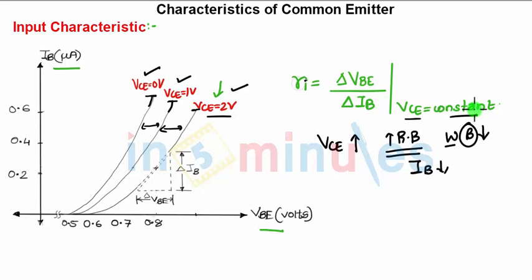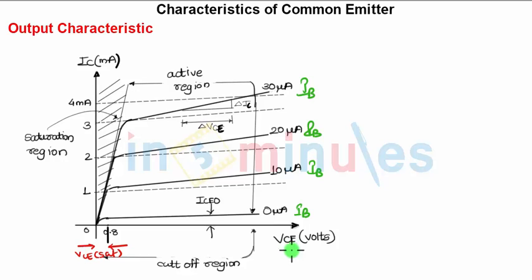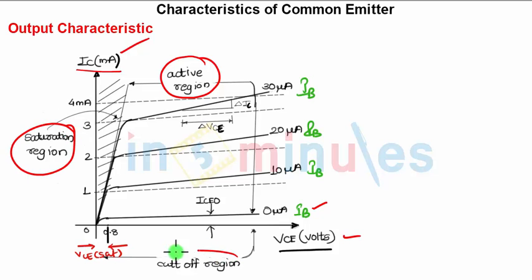Now moving to the output characteristic. What can you tell about the output characteristics? Again, how to draw it? Output voltage on the x-axis, then output current on the y-axis. This is how you make the two axes, keeping the input current constant. Again, you have three regions: the active region, the saturation region, and the cutoff region. Again, going stepwise to each and every region. First is the active region.